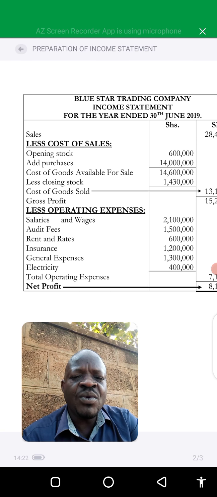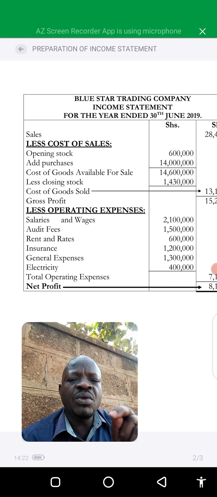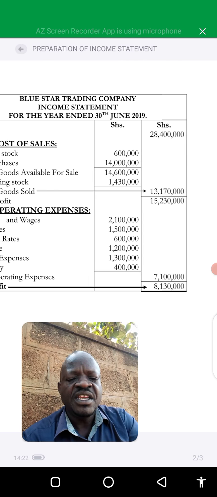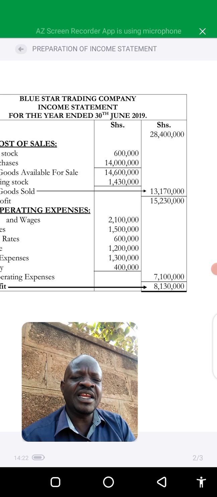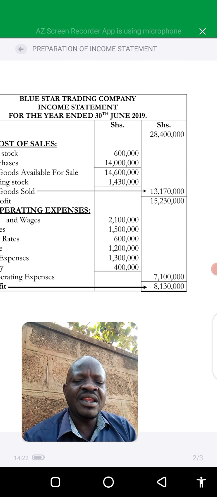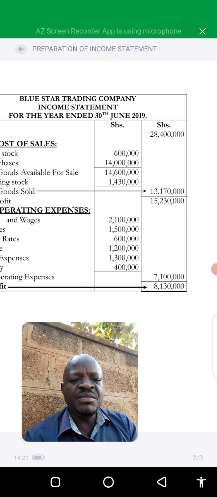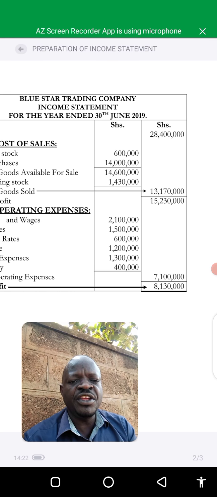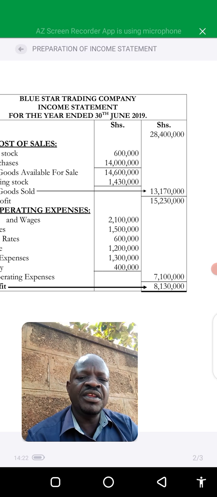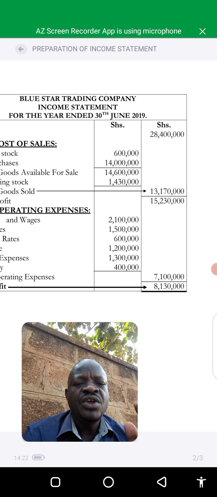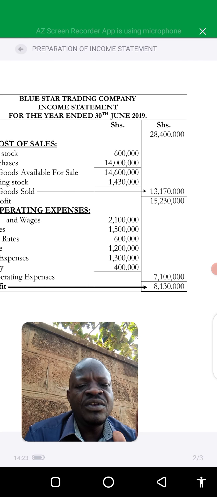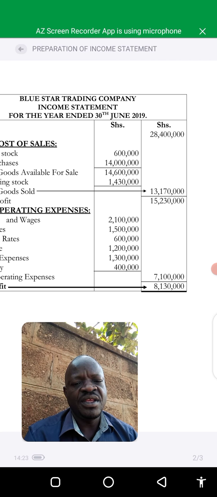But you can see this total is in the last column below the gross profit. When you go back to our equation, it says gross profit less operating expenses. And that's why we are putting operating expenses below the gross profit, so that they are in the same line. So above we have 15,230,000 as gross profit. Then below we have 7,100,000 as total operating expenses. But our formula says gross profit minus operating expenses. So we shall get 15,230,000 minus 7,100,000.